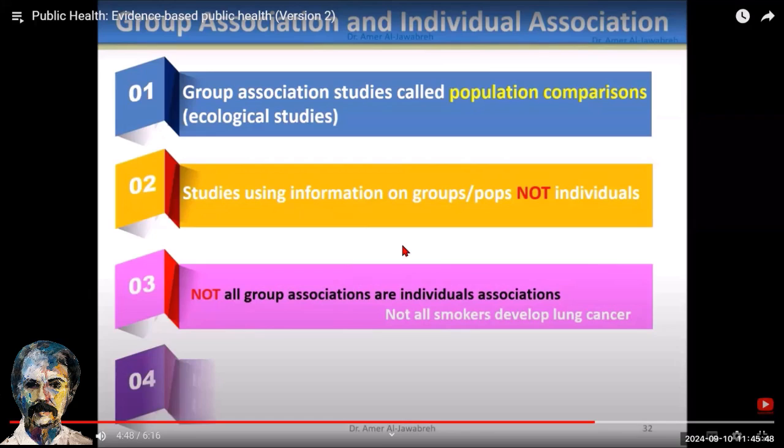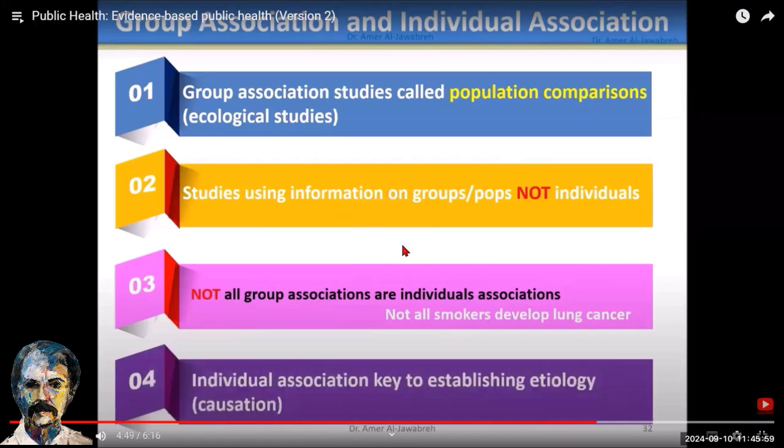Not all smokers get lung cancer, definitely. That doesn't mean I am promoting smoking. 90% of those who smoke get cancer, 90% or even more. So I'm not in favor of tobacco companies. If you succeed in establishing this group association, then you will go to individual association. If you succeed in individual association, then this is causation.